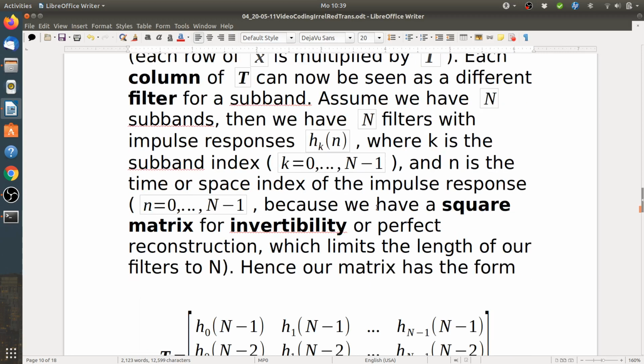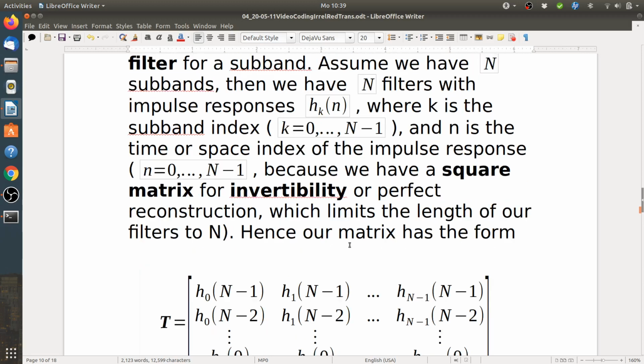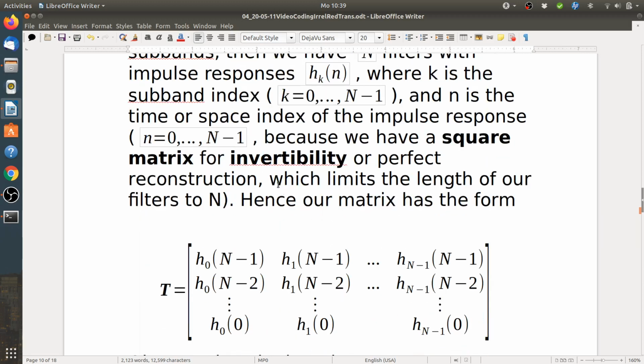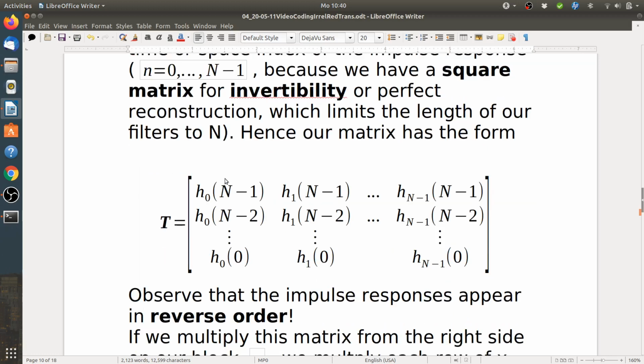And because we have a square matrix, we get invertibility or perfect reconstruction. And this also limits the length of our filters. So that means our length can also be no longer than capital N, otherwise the matrix would not be square.